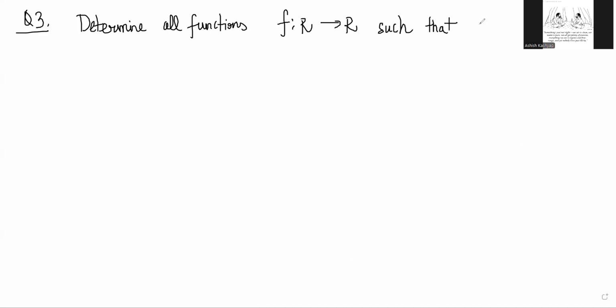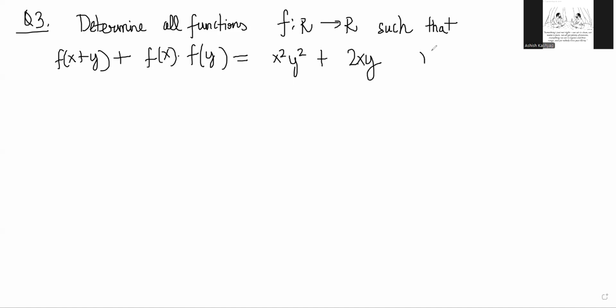This is the situation. Determine all functions f from R to R such that f(x+y) + f(x)f(y) = x²y² + 2xy for all x, y belonging to real, right? Okay. So we start off this problem by trying to find the value of f(0).